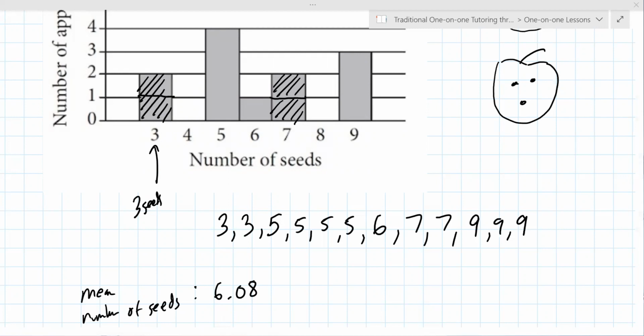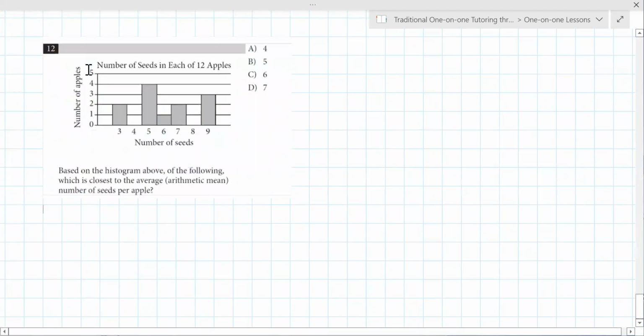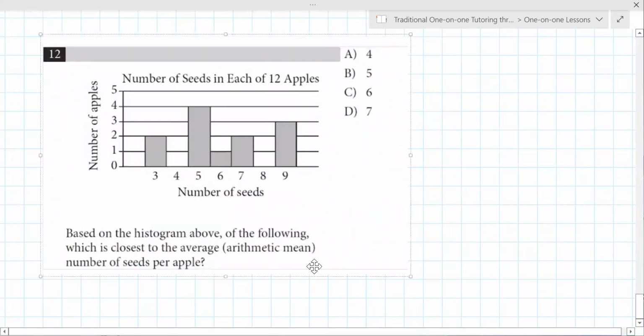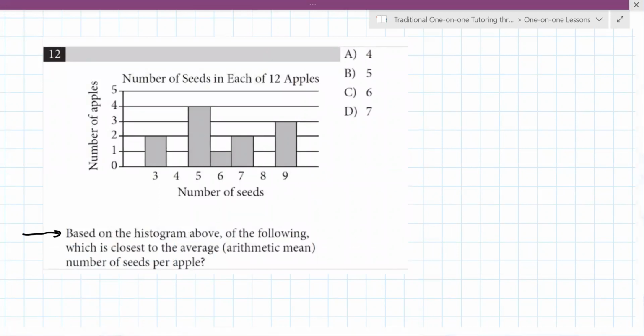Okay. So I'm going to snip in the entire question here. These are SAT questions. You're doing great. You're getting them correct. Okay, so go ahead and look at this question. Go ahead and read starting down here for us, please. What does it say there? Could you tell us? Now, based on the histogram above, which is the closest to the average, the mean number of seeds per apple?